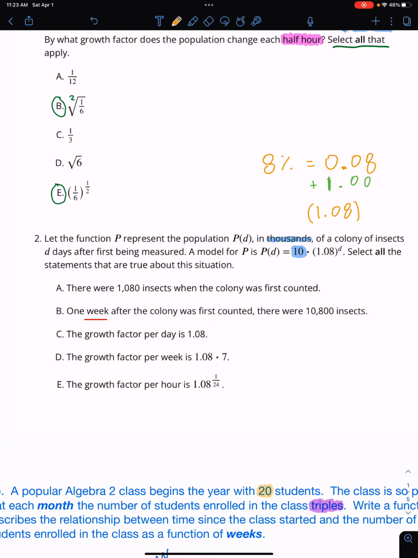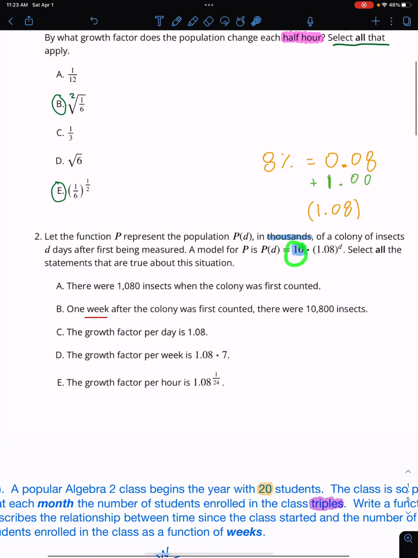So there are 10,080 insects when a colony was first counted. Okay, the colony, when it was first counted, if we're familiar with our exponential equations, we know that we started at 10,000. This is totally wrong. When it was first counted, we had 10,000. So that's definitely not right.